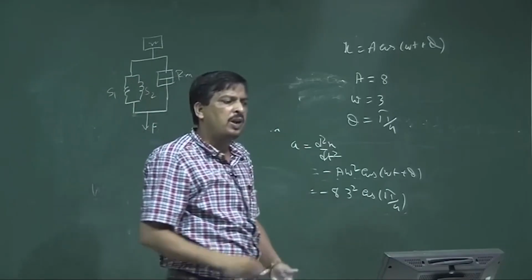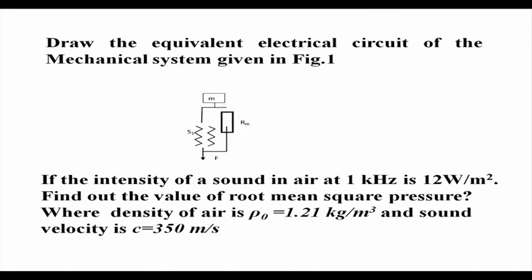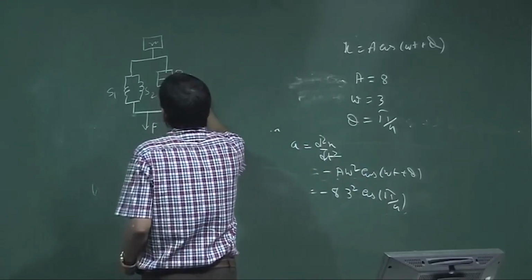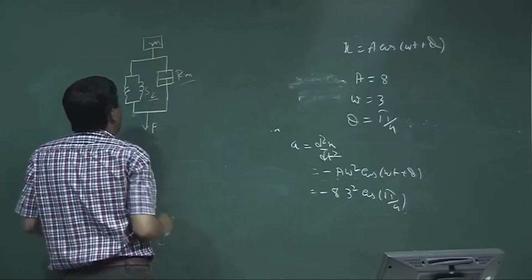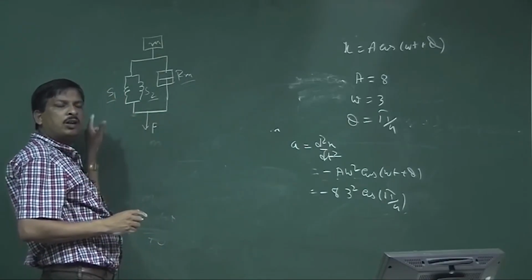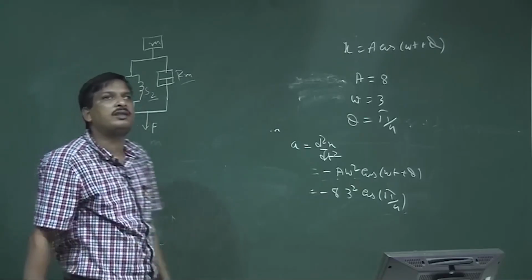Draw the equivalent electrical circuit of the mechanical system given in figure 1 and find out the impedance, and find out the mechanical resonance frequency of this circuit. So, suppose Rm, S1, S2 and M values are given, then can you calculate Zm? You have to calculate omega 0, and you have to draw the equivalent electrical circuit.